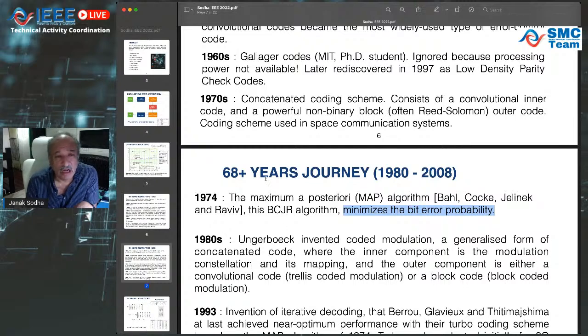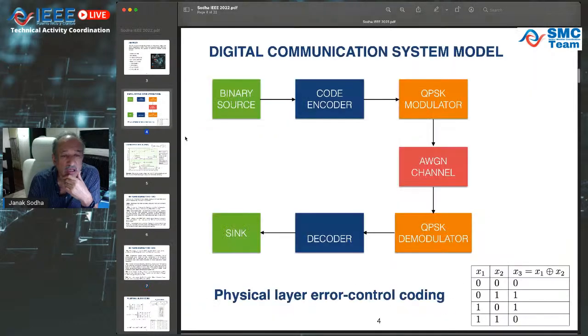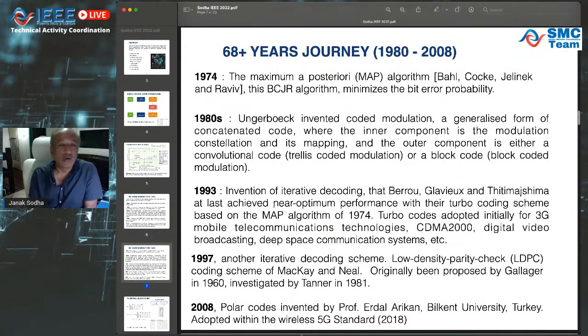In the 1980s, Ungerboeck again looked at concatenated coding schemes, but he said, why are we separating the operation of this and this? Why don't we combine the two? What Ungerboeck looked at was coded modulation, a generalized form of a concatenated code where the modulation and the mapping scheme, the encoder, are fused into one. At the decoder, you use the Viterbi algorithm. It's an intertwined combination of the encoding and modulation scheme and the demodulator and the decoder.